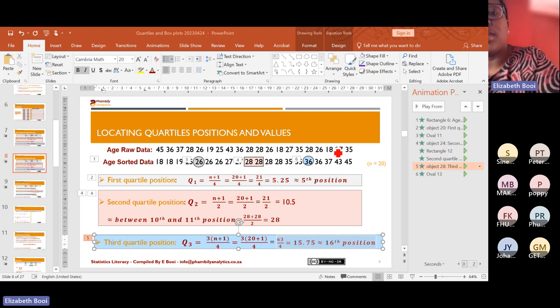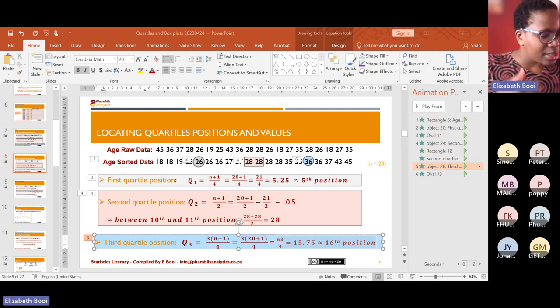And we calculate it by using 0.25 times n plus 1. We always add 1 to the number of observations. And the position will be on 0.25 times 20 plus 1, which will be equal to, if you have a calculator, you can tell me what the value is. I don't have my calculator close by. I have this little one. Let's hope it will not disappoint me.